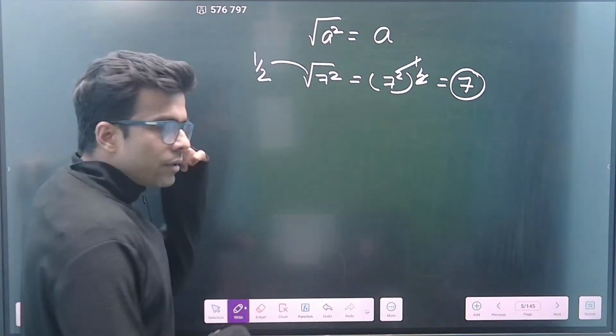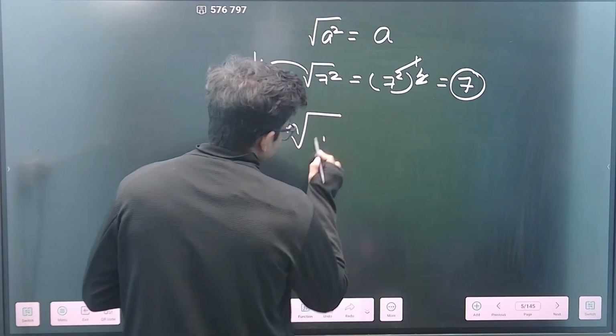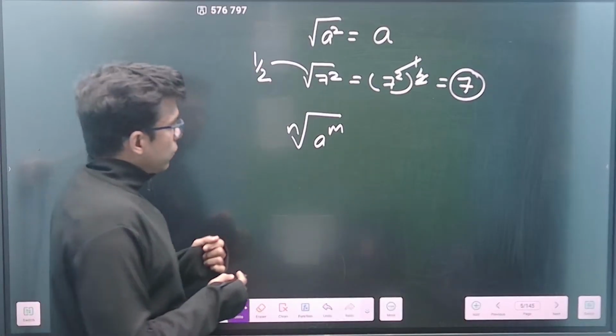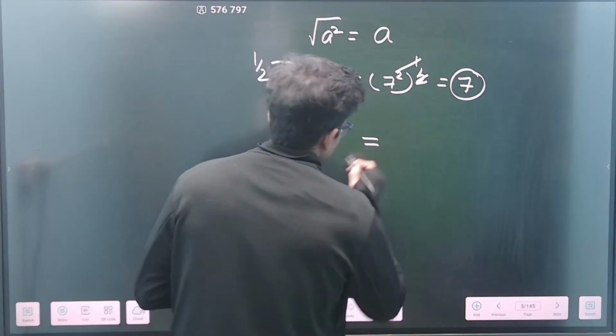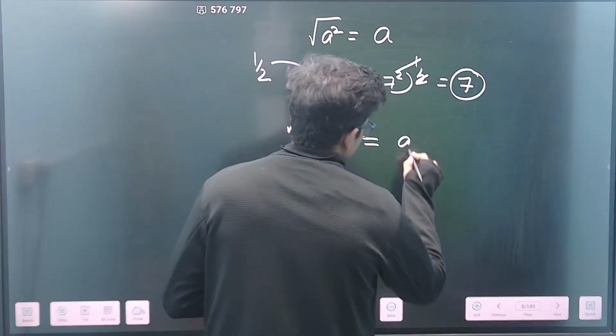Now if I write nth root of a to the power m, I hope you're getting this. Now this will simply become a to the power m by n.